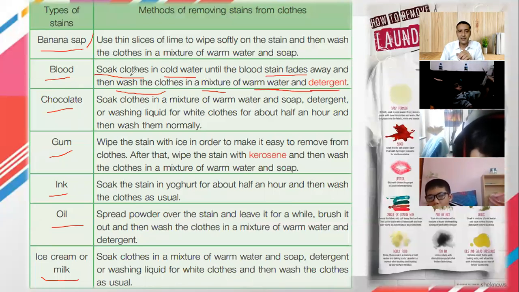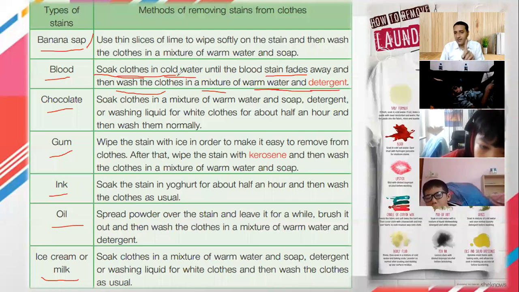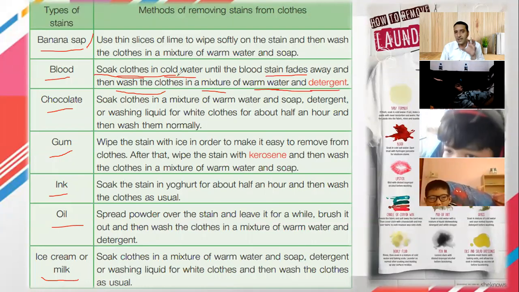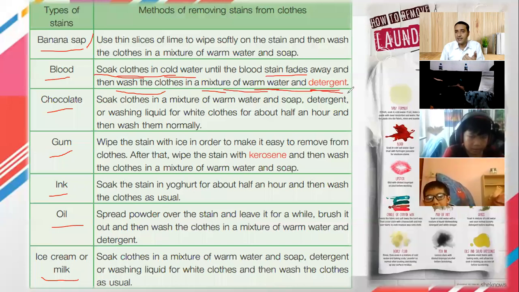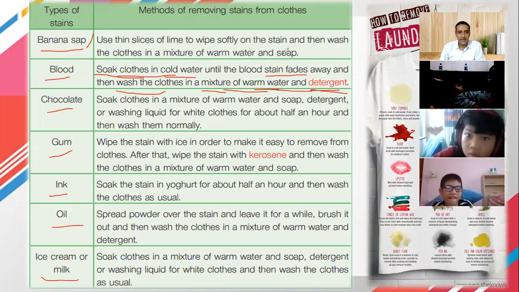The first step is to soak clothes in cold water until the blood stain fades away. And the second thing we have to do is wash the clothes in a mixture of warm water and detergent. You know about detergent, right, students? Every home has detergent for cleaning clothes. So these are the 2 steps. With the help of this, we can remove the blood stains.